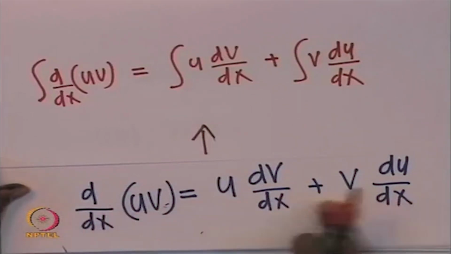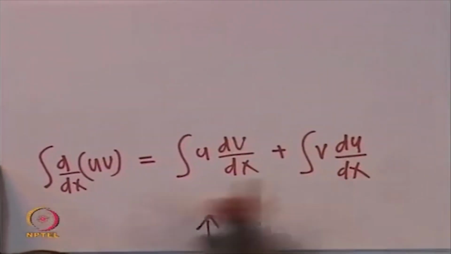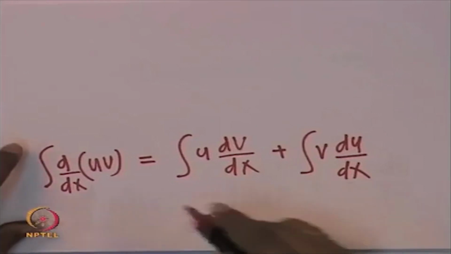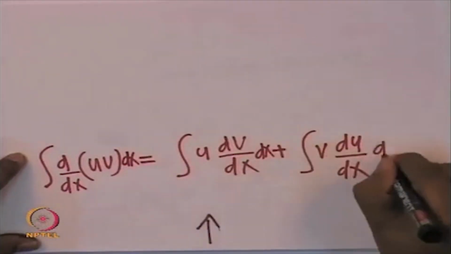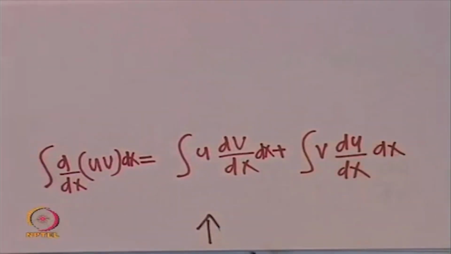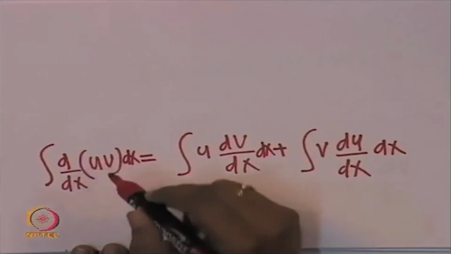This equation is something that we had learned. Then what do we get? We get something like this. When I integrate, I have to put a dx everywhere. So, I have a dx here and a dx here. So, what is d by dx of uv dx? This has to be uv itself.